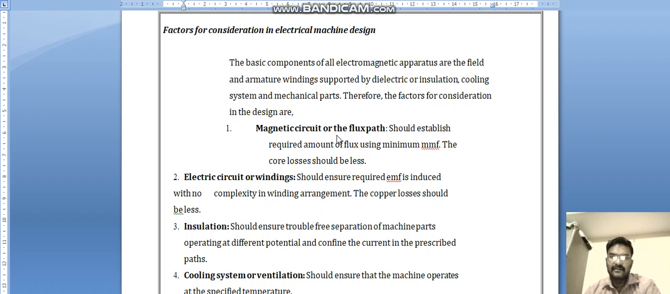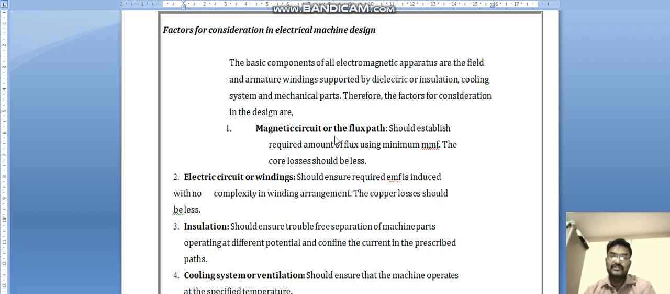The factors considered in the design of the magnetic circuit or flux path: it should establish the required amount of flux using minimum MMF. Magnetic motive force should be minimum, but it has to establish the required amount of flux. If MMF increases, the size of the machine will increase. To avoid that, we need the required flux with minimum MMF.